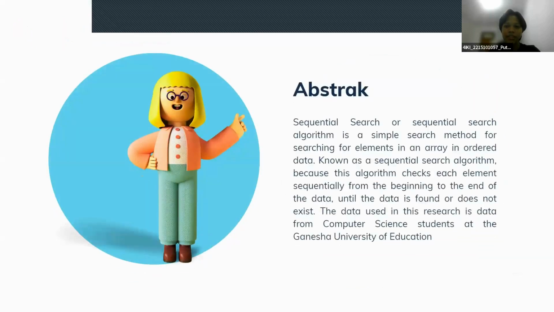The abstract here is: sequential search algorithm is a simple search method for searching for elements in an array of data, known as sequential search because the algorithm checks each element sequentially from the beginning to the end of the data until the data is found or does not exist. The data used in the research is data from computer science students at the Ganesha University of Education.